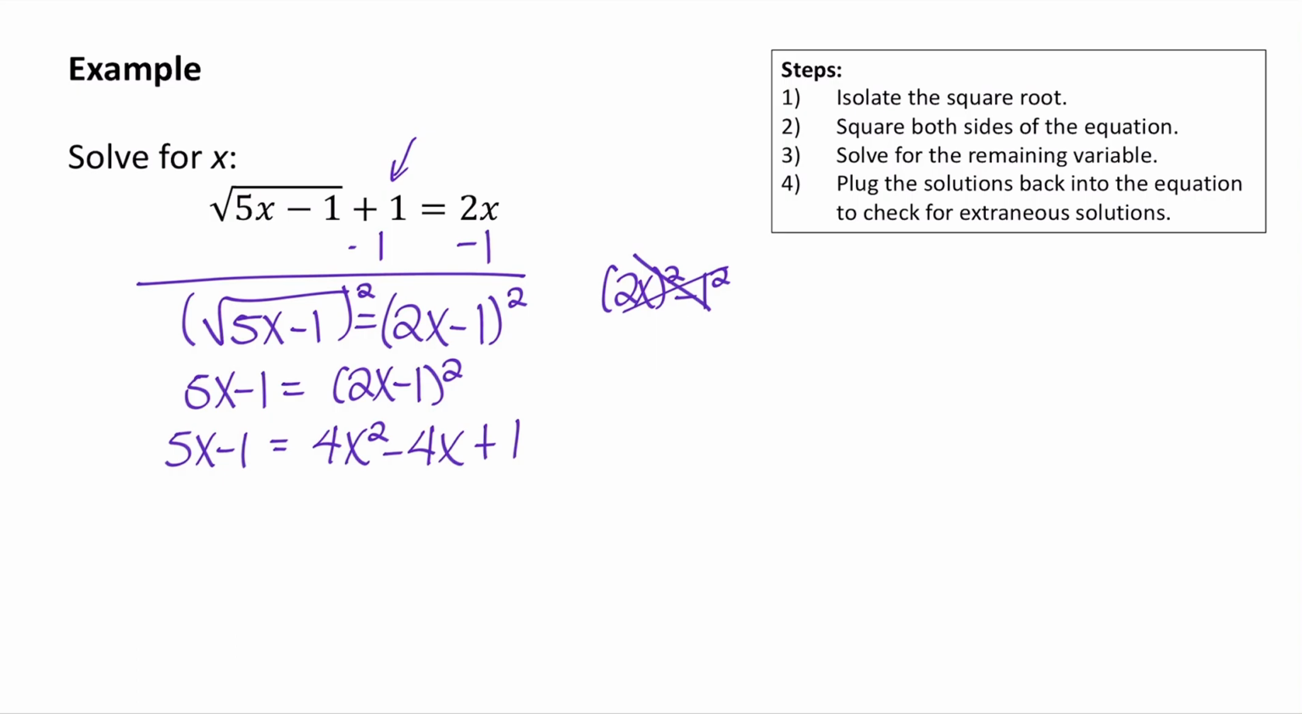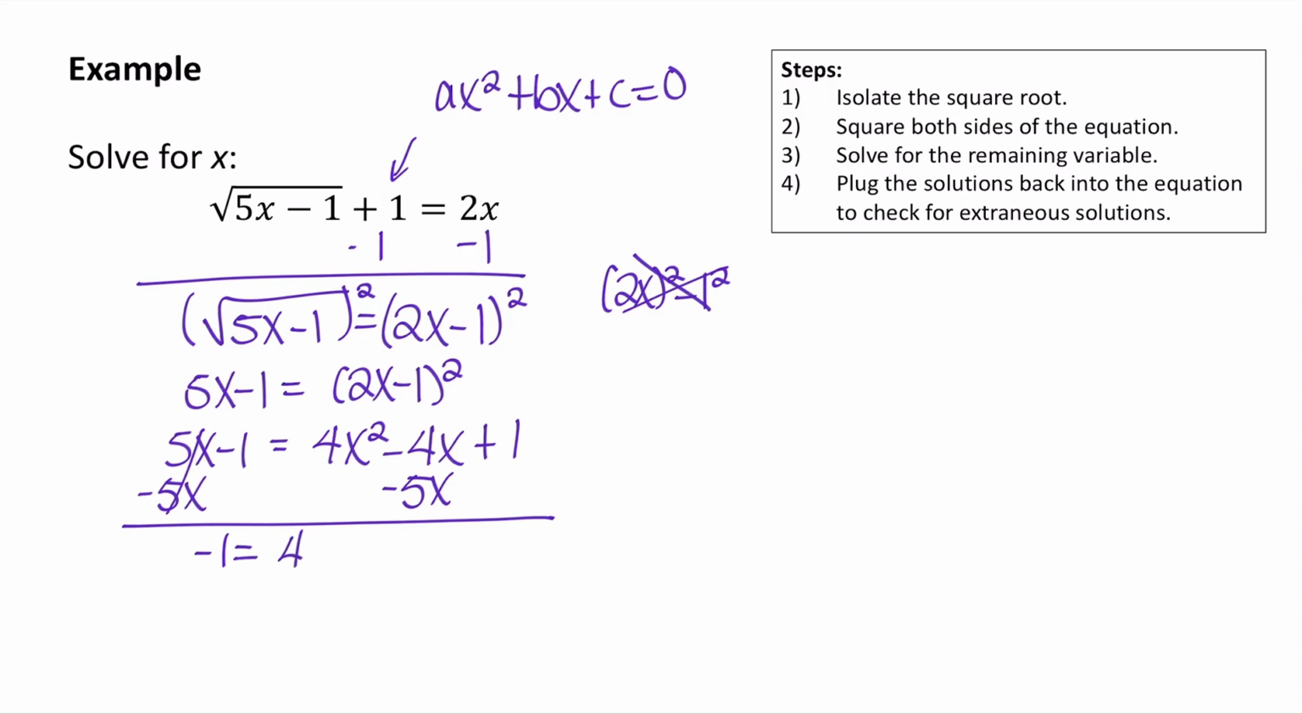Remember, we need to set quadratics equal to 0, right? We need it to be ax squared plus bx plus c equals 0 in order to solve the quadratic. To set this equal to 0, I'm going to start off by subtracting 5x from both sides. Be careful with that, because on the right side it's only going to combine with the x term. I can only combine like terms, so only minus 4x and negative 5x will combine, giving me negative 9x and then plus 1. Now we're going to add 1 to both sides because I still don't have an equation set equal to 0. So now, finally, I have 0 equals 4x squared minus 9x plus 2.